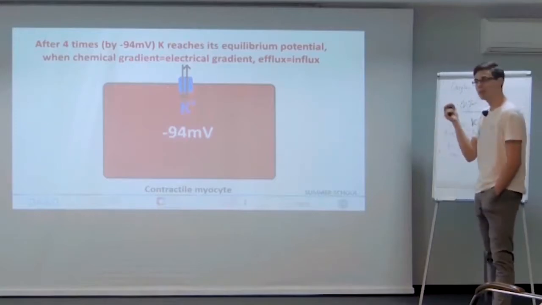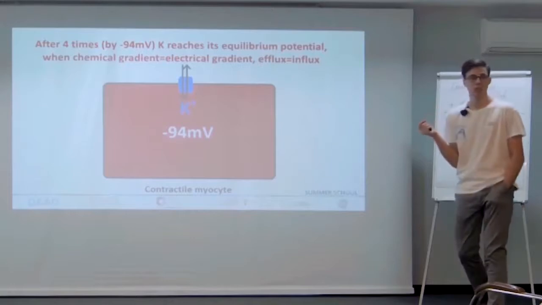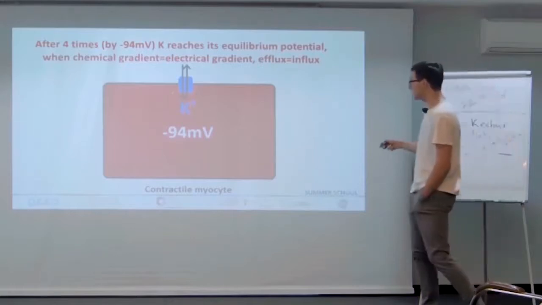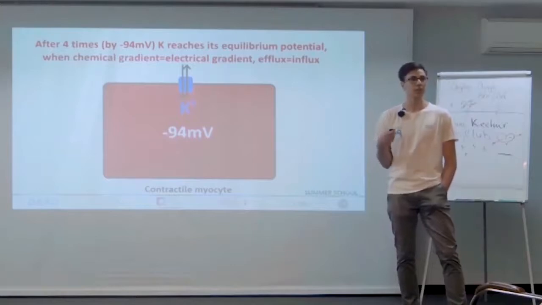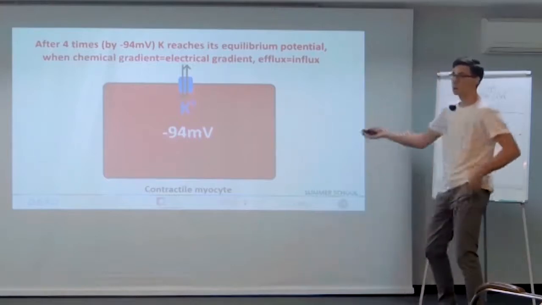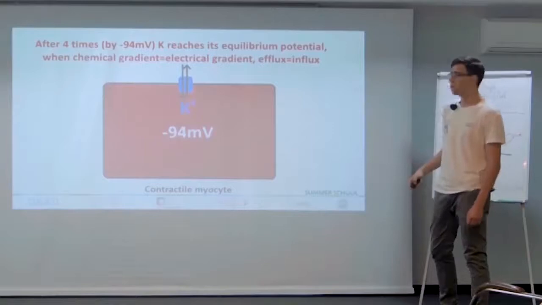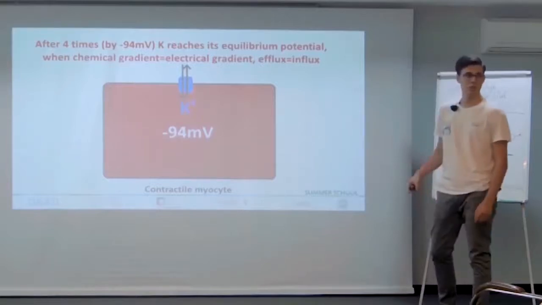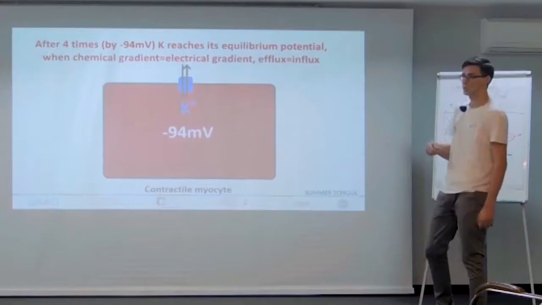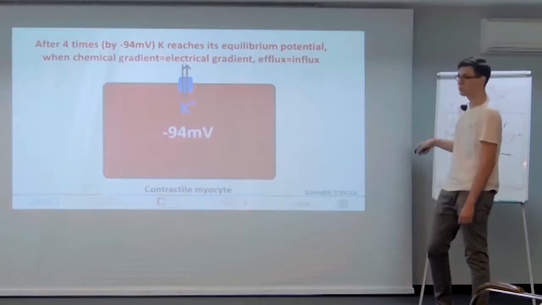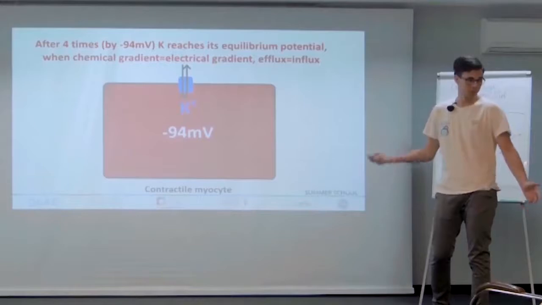This is what they meant with this equilibrium potential. The equilibrium potential is when the chemical and electrical gradient are equal, so when the efflux and influx are equal. So let's say per minute 1,000 potassiums go out and 1,000 potassiums come in. So this is the dynamics. A lot of potassium go out, a lot of potassiums come in, and the amounts going out and going in are equal. It's clear.